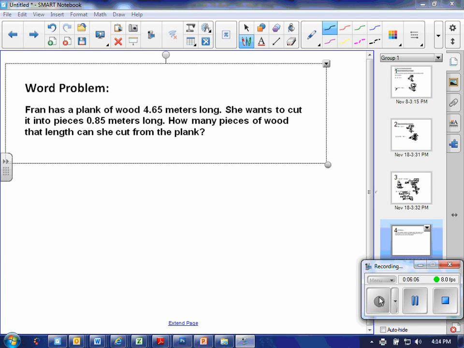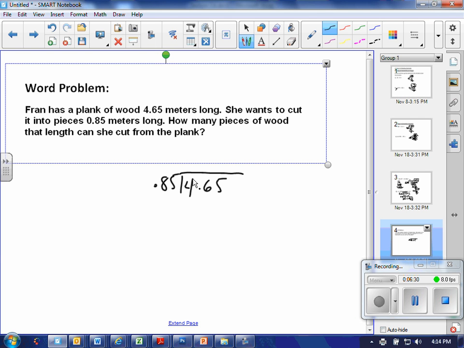All right, we're going to finish off with a word problem. Fran has a plank of wood, 4.65 meters long. She wants to cut it into 0.85 meters pieces, 0.85 meters long. How many pieces of wood of that length can she cut from the plank? Simple division problem. What are you dividing? You're going to take 4.65 and you want it into 0.85 pieces.